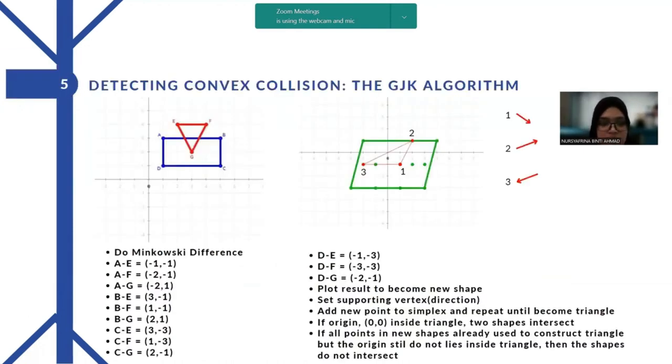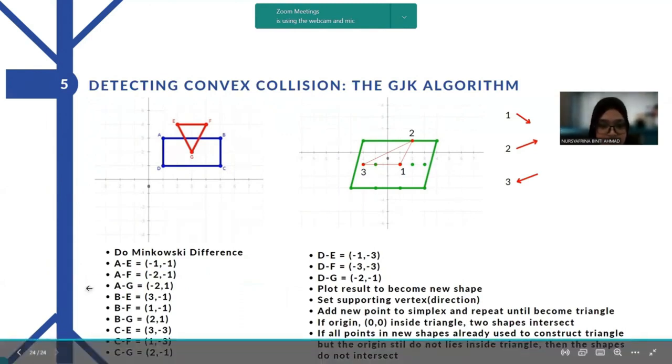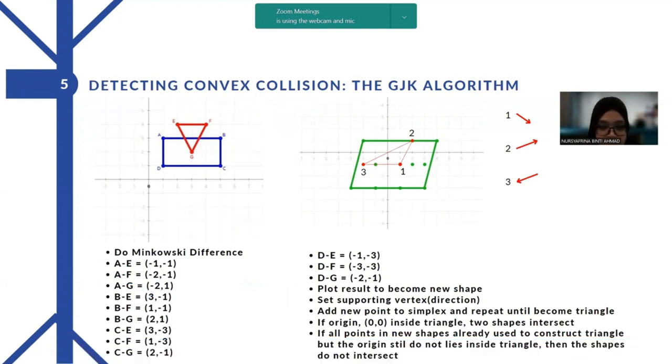The last way is by using the GJK algorithm. The first step is to do the Minkowski difference, so all points in the first shape must be subtracted with all points in the second shape. This is the calculation. Then plot the result. Then you need to set a supporting vertex for any direction. You need to put the supporting vertex at the origin and see which point lies in the vertex. Then repeat the step until a triangle is formed.